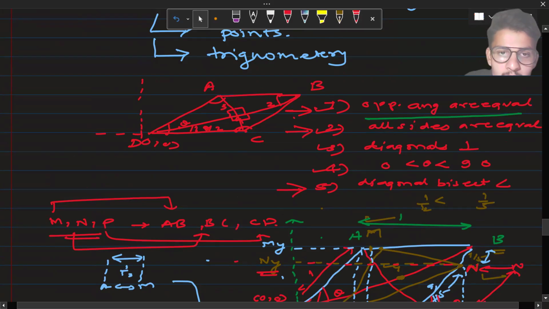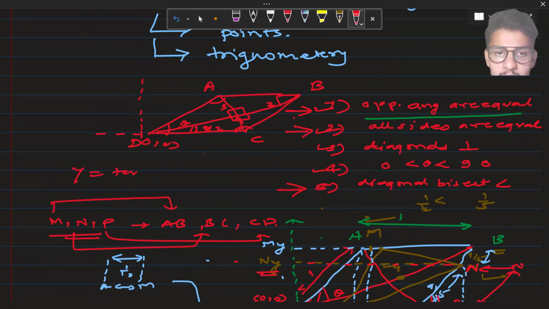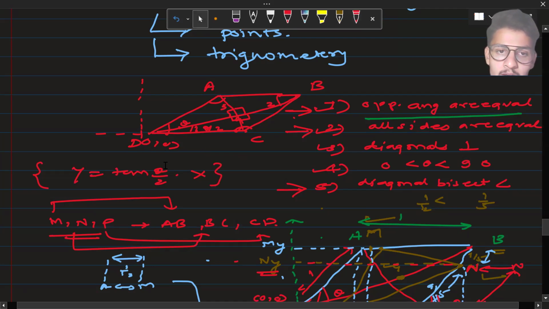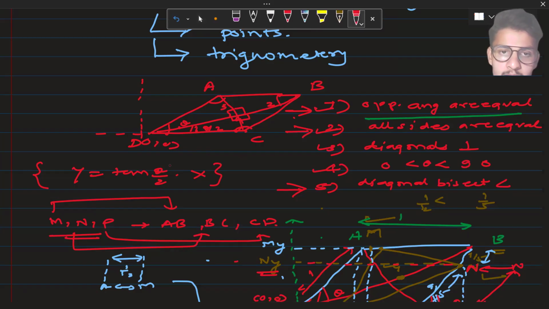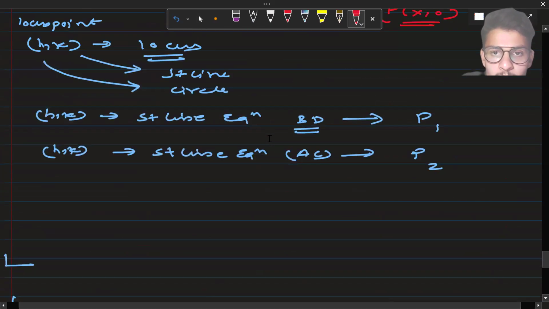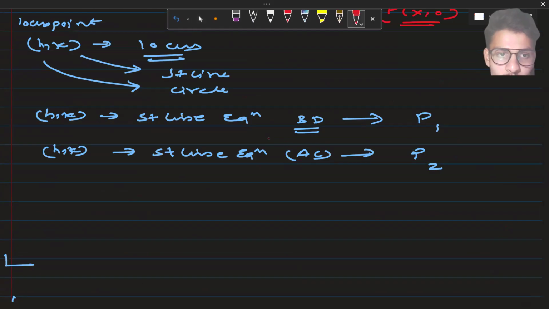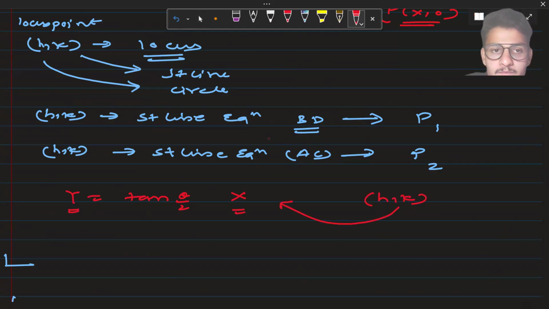Okay, so from here you will get the equation y is equal to tan theta by 2 into x. That is the equation of the BD. Okay, because it is going through the origin, so it will not have the constant. Y equal to tan theta by 2 x will be the equation of the BD. So I will write it here, and I will satisfy h and k here because the centroid is lying on this line.